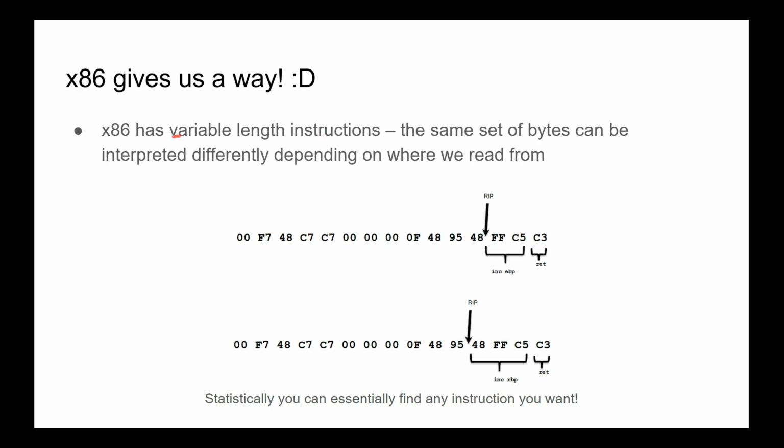So x86 has variable length instructions. What that means is because instructions are different lengths, there's no fixed offset from which you have to start reading a given instruction. That results in the same set of bytes being interpreted differently depending on where we start reading from. You can see in this example, if we start reading from here, the instructions we get are increment EBP and return. But if we start reading just one byte to the left, it becomes increment RBP and then return afterwards. Using this behavior, statistically in large programs, or programs that contain large libraries like maybe standard IO, we end up being able to find essentially any instruction that we could want.